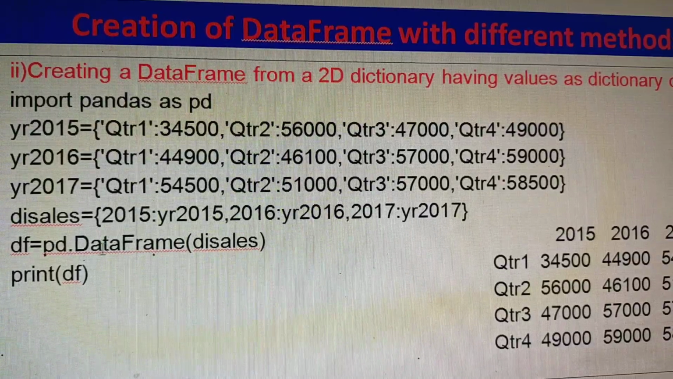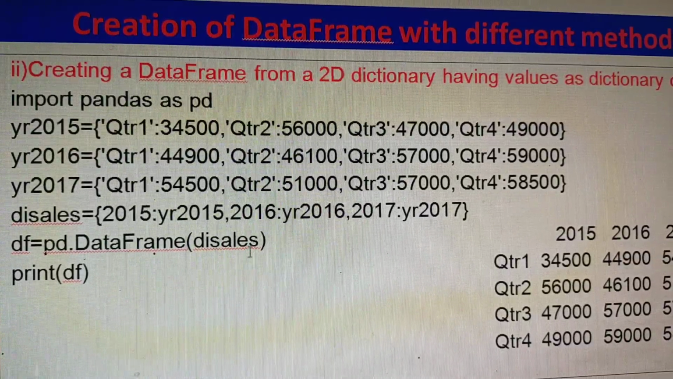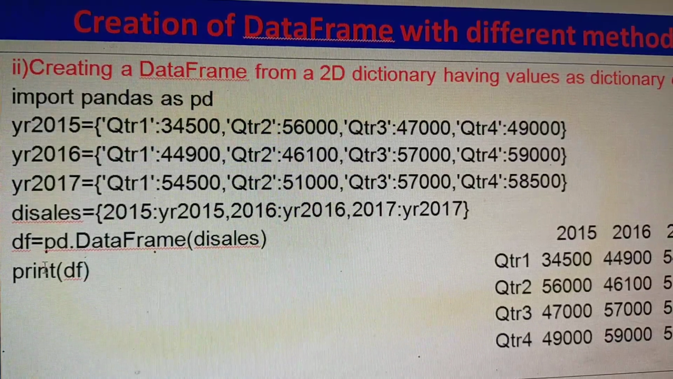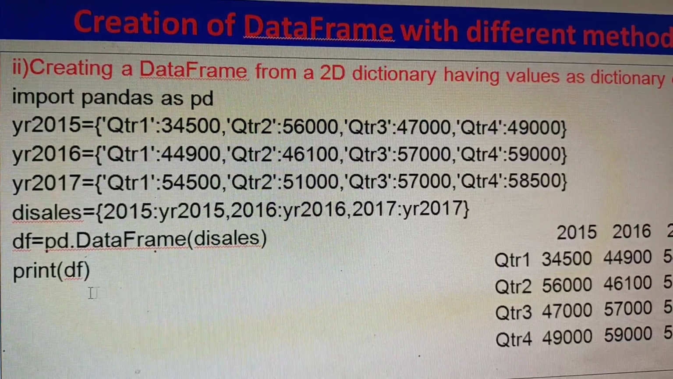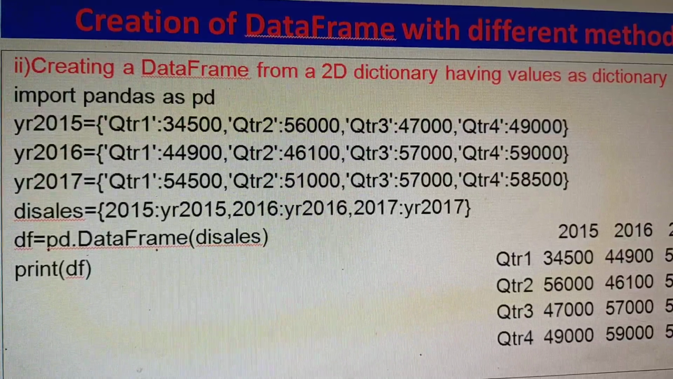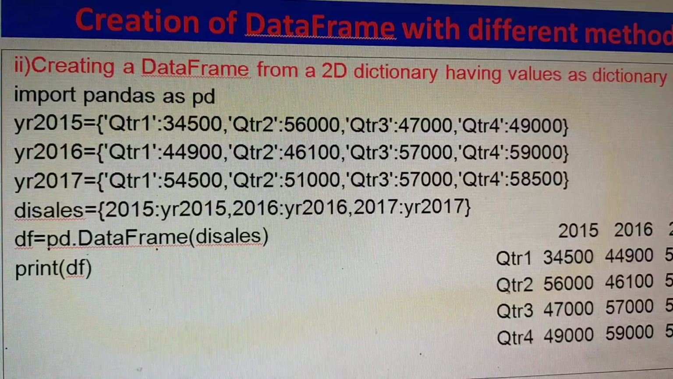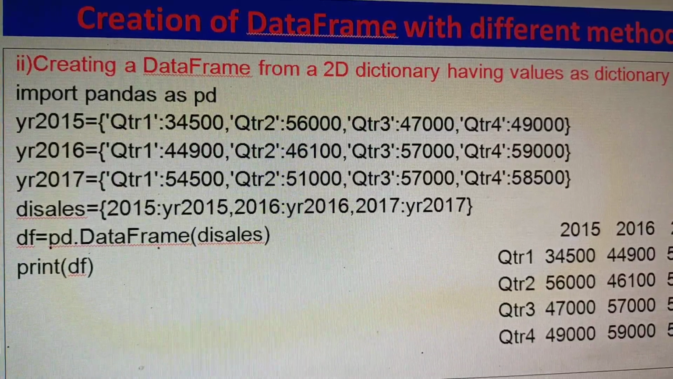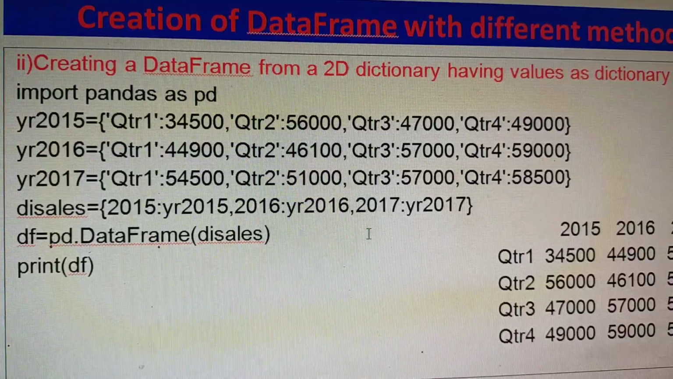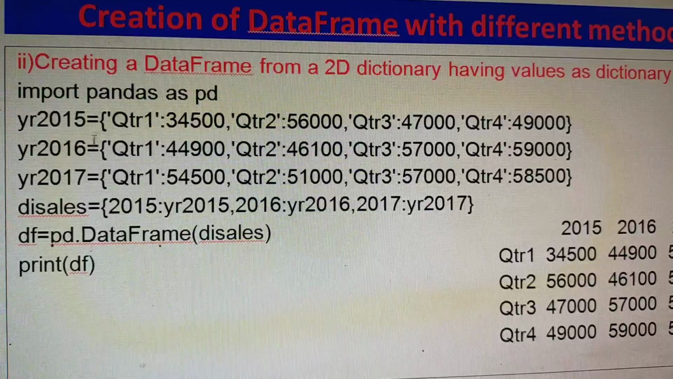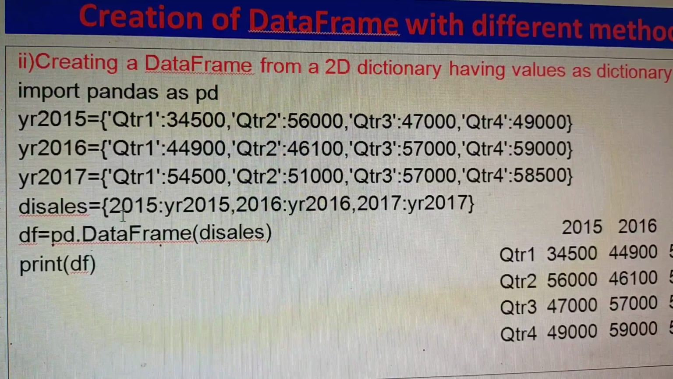So using the DataFrame function, write the dictionary name which is created, and then data frame is created. And when you print the data frame variable name, you will get the data frame. So this data frame is created with the 2D dictionary having the value as dictionary. So this is the 2D dictionary which has this value as a dictionary object, right?